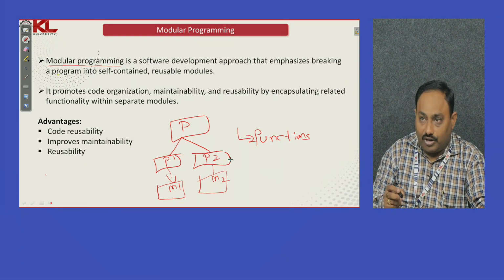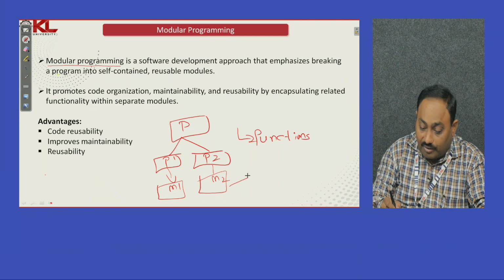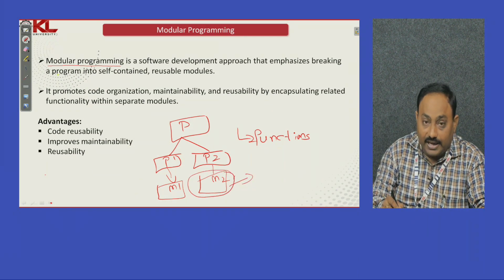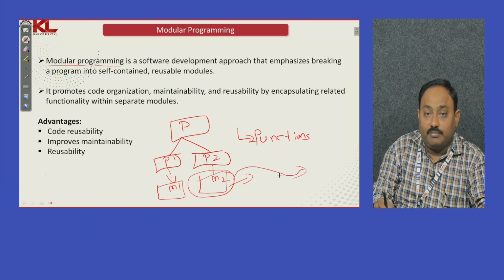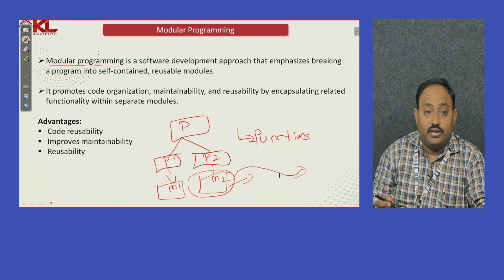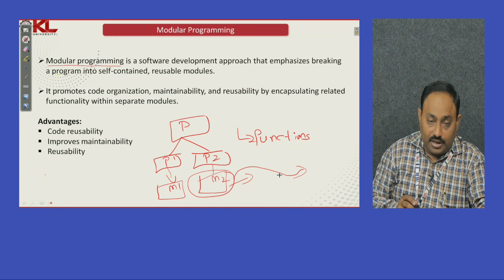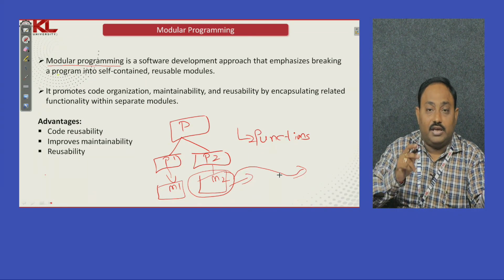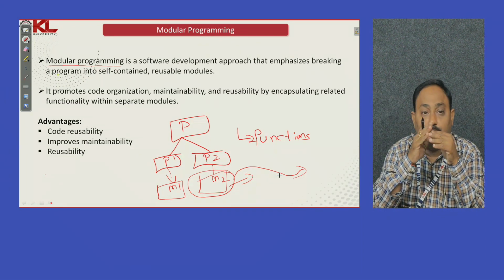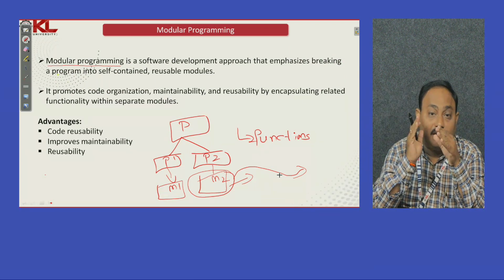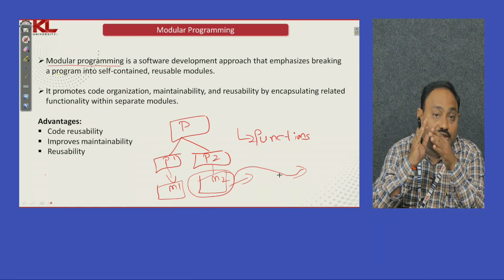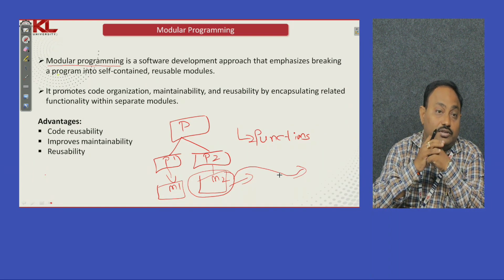For example, if I want to use this module somewhere else, it is an independent module, so I can use this module anywhere in my application. So it increases the reusability. So in modular programming, the main thing is we are breaking down the problem into subproblems. Each subproblem can be implemented as one individual module, and each module is a self-contained and reusable module.